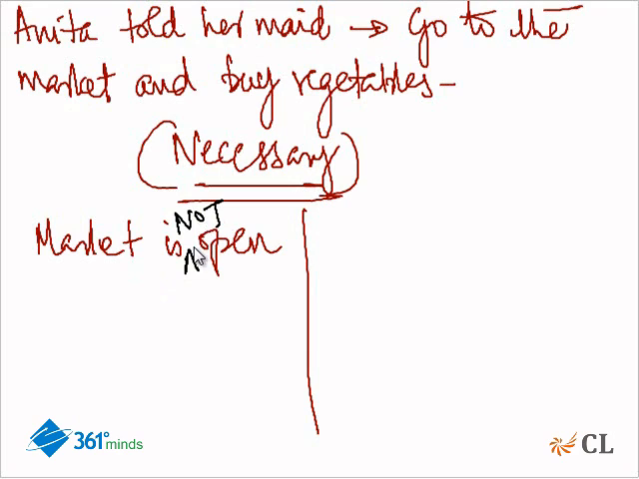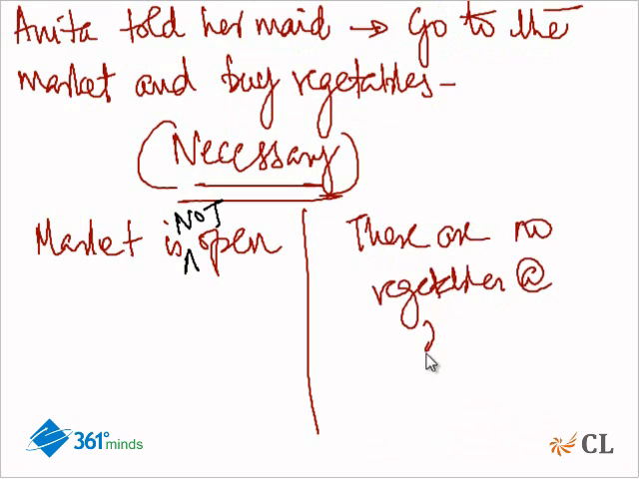Let me give another example. There are no vegetables at home. It may be a sufficient reason for Anita to send her maid to the market. But is it necessary that only if there are no vegetables at home will Anita tell her maid to buy the vegetables from the market? Let's do the negation test. Let's negate this: there are vegetables at home. Does that destroy the original statement? Anita can still tell her maid to go buy vegetables even if there are vegetables at home, right? Therefore, this is not an assumption.